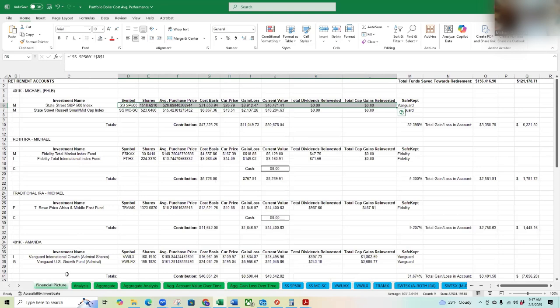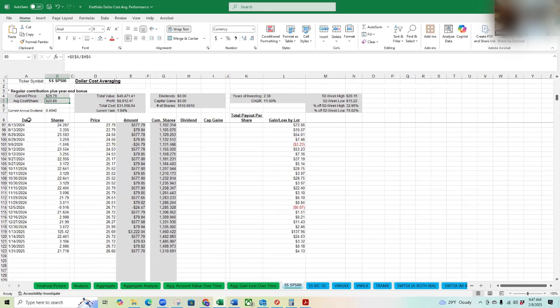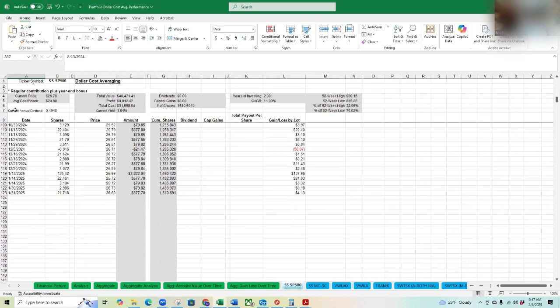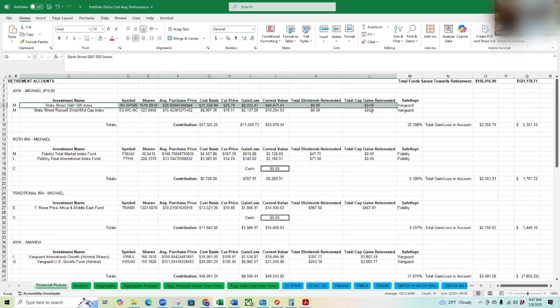To get the financial picture tab, I have a tab for every one of my investments. If I hold an S&P 500 fund, I hold it on this tab where I put in the dates every time I make a transaction, the number of shares I bought, and the price. It calculates the amount, and it's continually adding to my shares. Up here, I put in the current price. It calculates the average price, so I can see my profit/loss per share. And you can see on the financial picture tab, that's what's feeding all this.